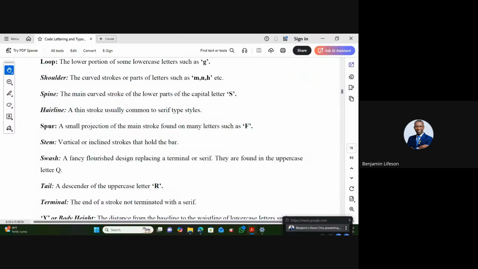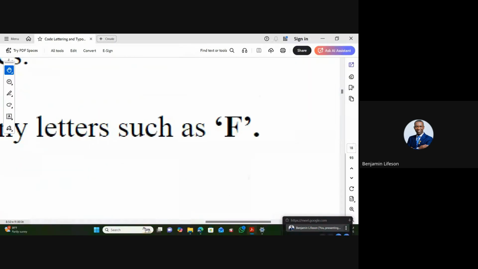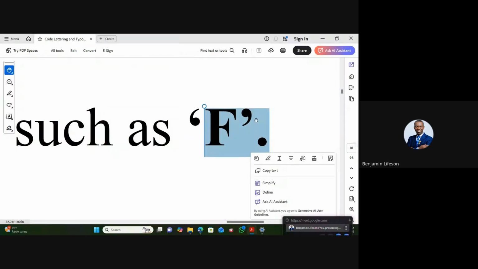Then we look at the spar. The spar is a small projection of the main stroke found on many letters such as F. So this small projection, this side of the F, that's what you call the spar.